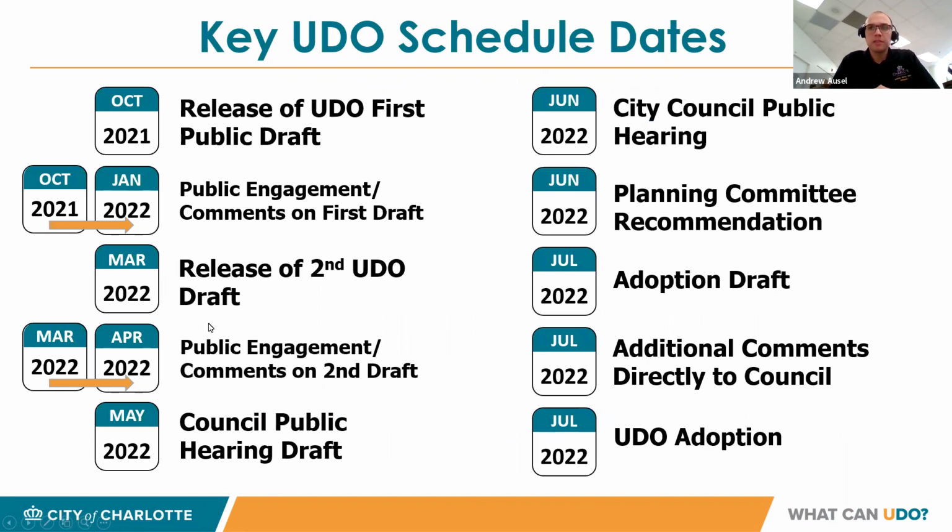Just wanted to highlight also some key dates for folks if you're not familiar with the UDO schedule. We are currently in the first draft of the UDO and our engagement period is going to run through January of 2022. After that, we will have a second draft release as well as a council public hearing draft that are open to public comment and will be subject to similar forms of public engagement. And then ultimately, right now, the goal is to aim for a July 2022 adoption of the UDO by City Council. Next slide.